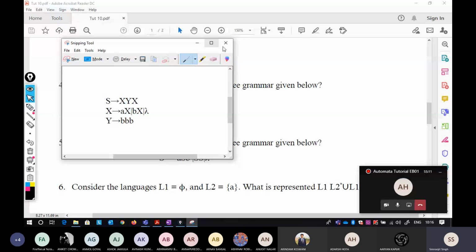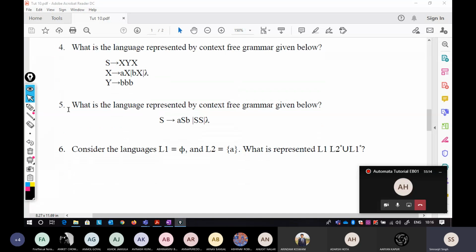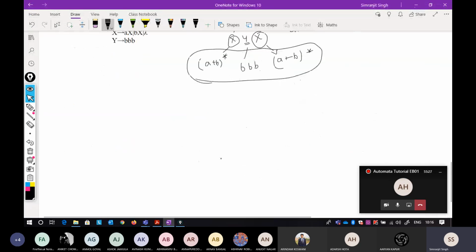Now I think you can try the next question yourself, the fifth question. It is just asking what is the language represented by the context free grammar below. I think it's one of the easiest grammars; you have seen it many times. I write it as S tends to aSb, and then S tends to SS, and then S tends to lambda. Keep in mind, lambda or epsilon is one and the same thing. Now aSb ensures that the number of a's and number of b's are equal. So what exactly is SS doing?